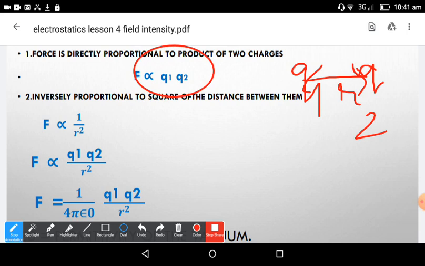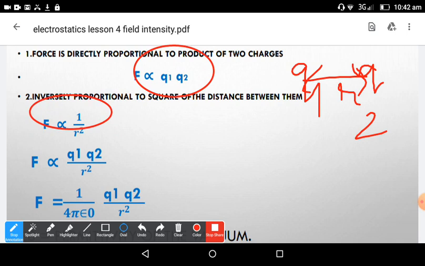Product, ఇది ప్రోడక్ట్ అనమాట. ప్రోడక్ట్ మీన్స్ మల్టిప్లికేషన్. Q1, Q2ని మల్టిప్లై చేస్తే దానికి డైరెక్ట్లీ ప్రపోర్షనల్. ఇట్ మీన్స్ యూ కెన్ ఇంక్రీజ్ Q1, force increases, or Q2, force increases, or decrease the two, or decrease any one, force decreases. It means Q1, Q2 values increase అయితే force increase అవుతుంది, decrease అయితే force decrease అవుతుంది. And next one, second one is this one.